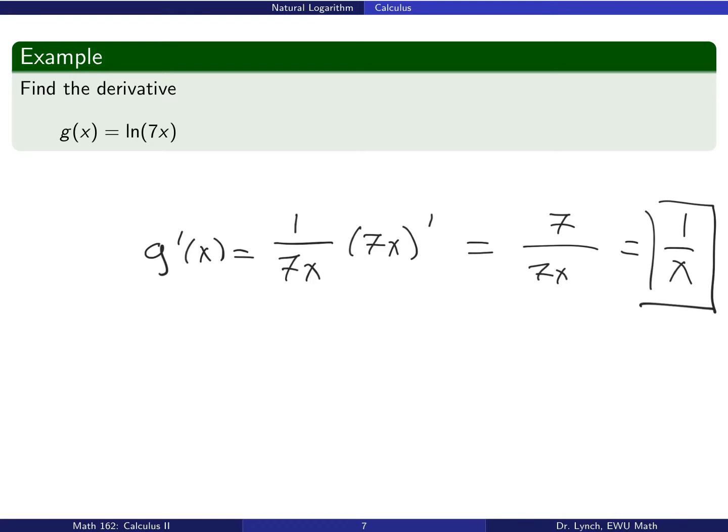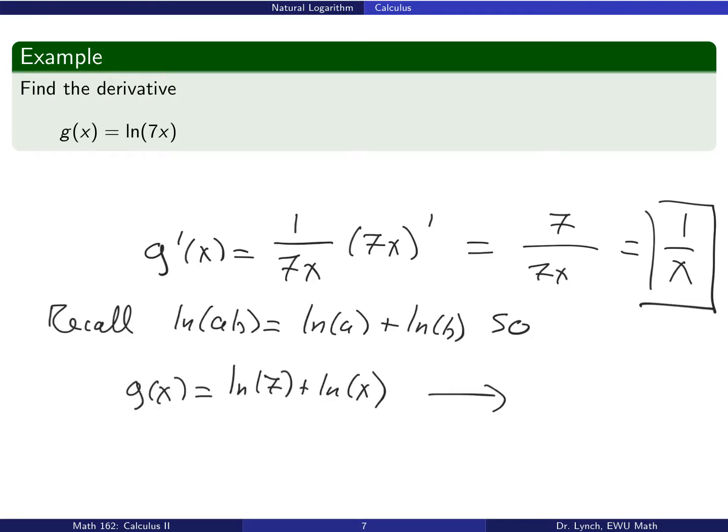Remember that the natural log of a product is the sum of the individual natural logs. In this case, we can express g of x, log of 7x, as log of 7 plus log of x. So just use the derivative, and remember that log of 7 just means the area under the curve 1 over t from 1 to 7. That's a constant number, so the derivative of a constant is 0, and we end up with g prime equals 1 over x. So using properties of natural logs like this is going to help us in finding derivatives, and we'll see a little bit more about that later.